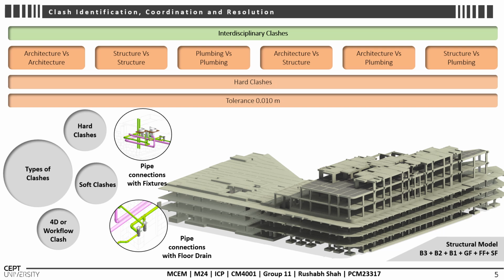We set the tolerance at 0.010 meter. There are three types of clash: hard clash, soft clash, and 4D workflow clash. Here is where the model is also displayed. This is the structural model showing the three basements, two commercial floors, and one typical floor.